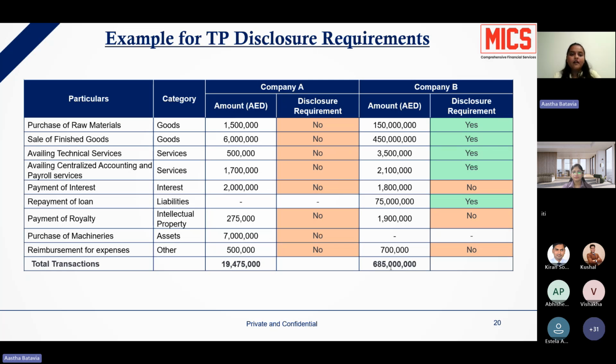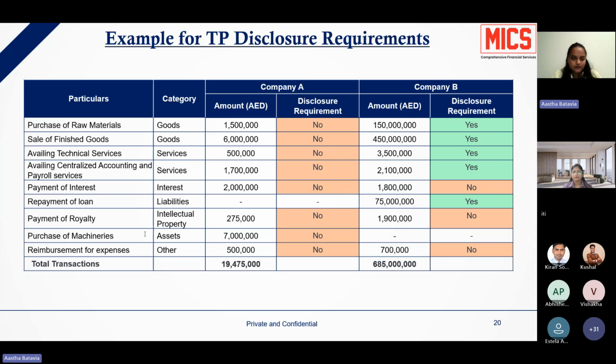Let's see how. In the case of purchase of raw material and sales of finished goods, both are related to goods, though they are of a different nature. One is related to the purchase and the other is related to the sale, but they will be classified as a goods category, and when combined, this category exceeds 4 million, because it totals to 600 million, which is more than 4 million. So we have to report both these transactions.